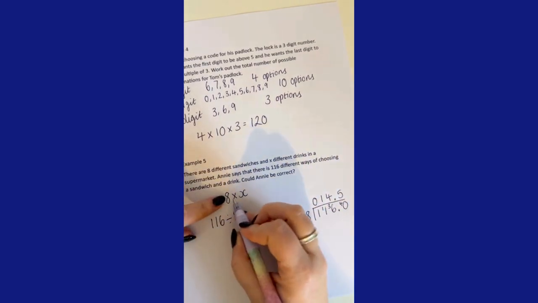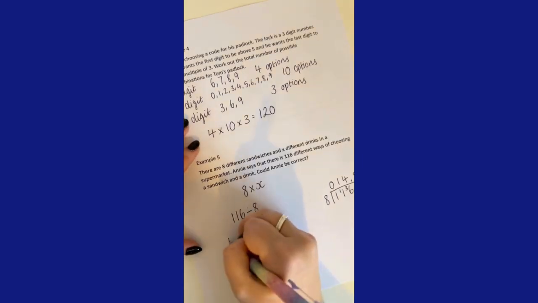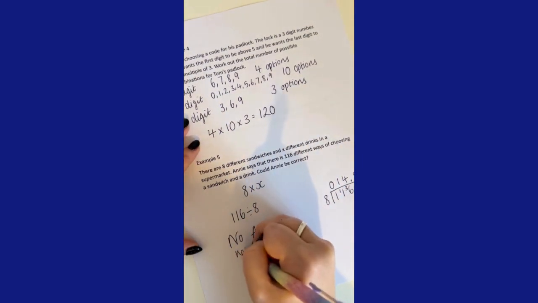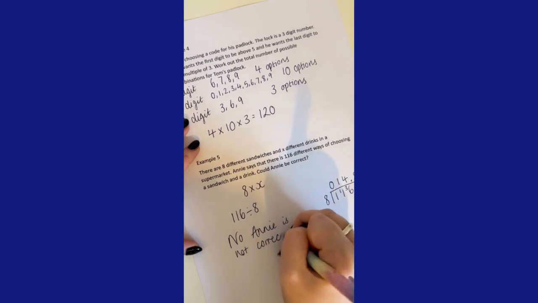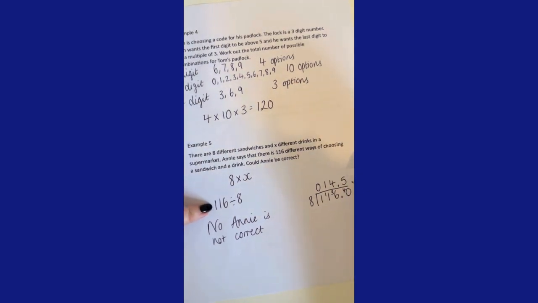because I would have to do 8 times 14.5 to get 116. Now, you can't have half a drink option. That's not possible, which means no, Annie is not correct. It must be a whole number because that's how many different drinks options we have. If, for example, Annie was saying there's 80 different ways of choosing a sandwich and a drink, Annie could be correct there because 8 times 10 would get us 80, which means there could be 10 different drinks options. In this case, however, 116 divided by 8 gets us 14.5, and you can't have 0.5 of a drink.